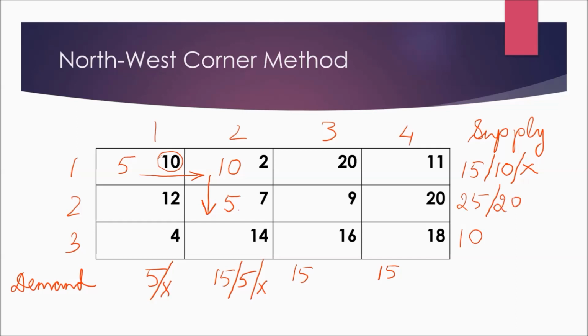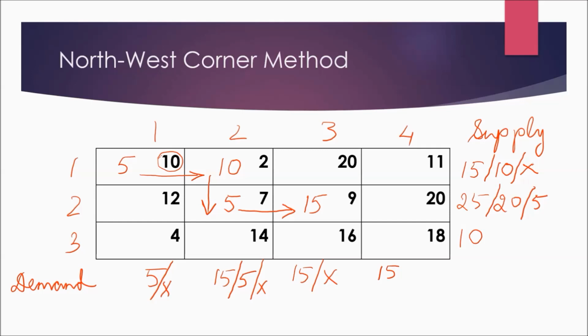Next we move on to the third destination. Now in the third destination the demand is 15, and the supply left is 20. So we can allocate 15 because the demand is less than the supply, and we will cross this out. So out of 20 we have allocated 15, so here we are left with 5.